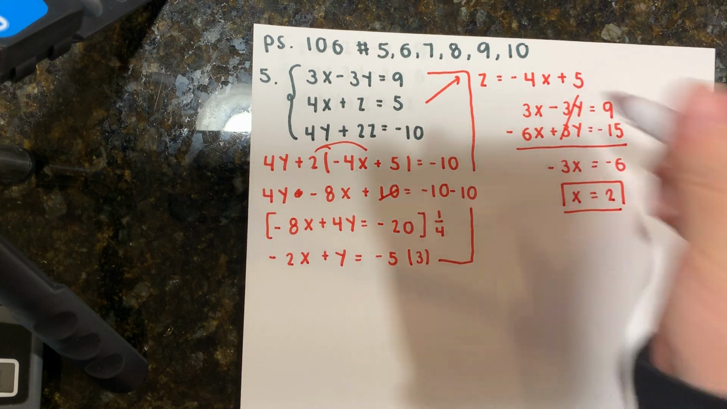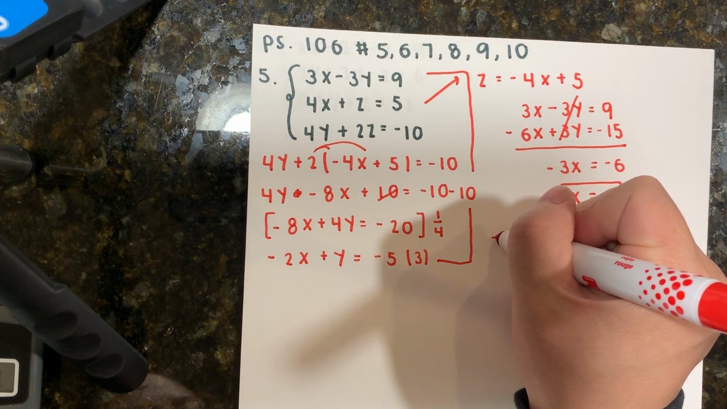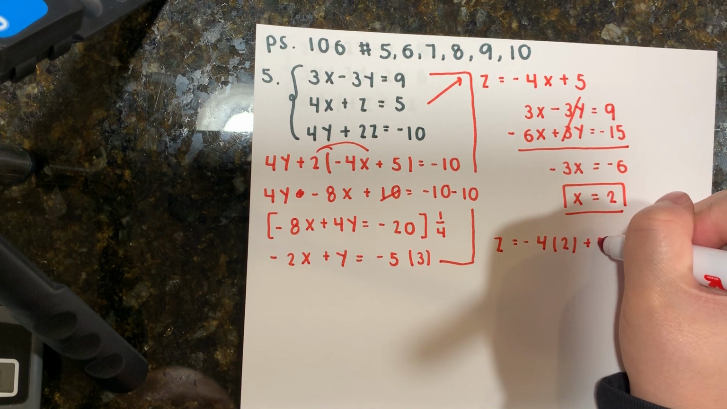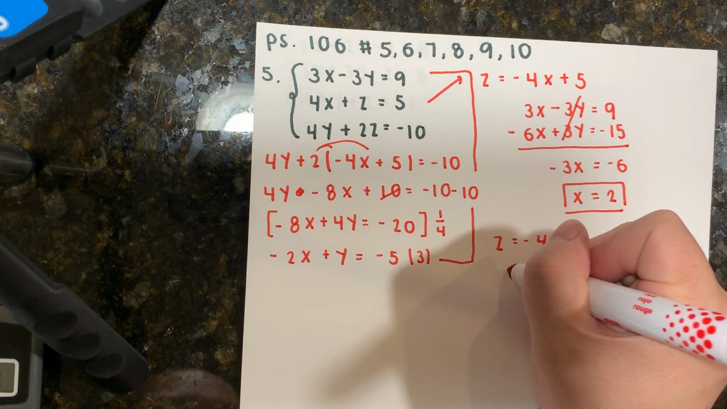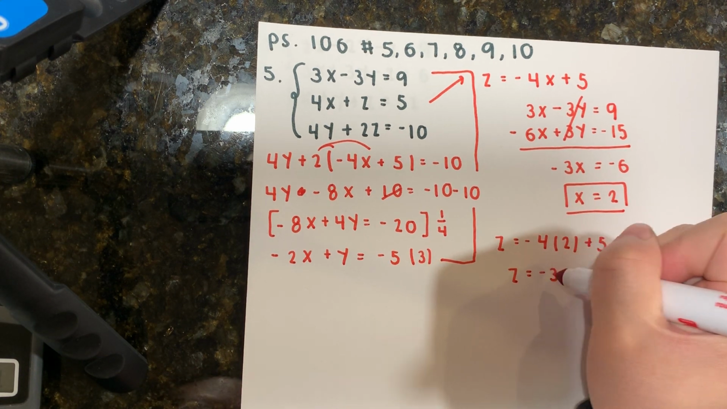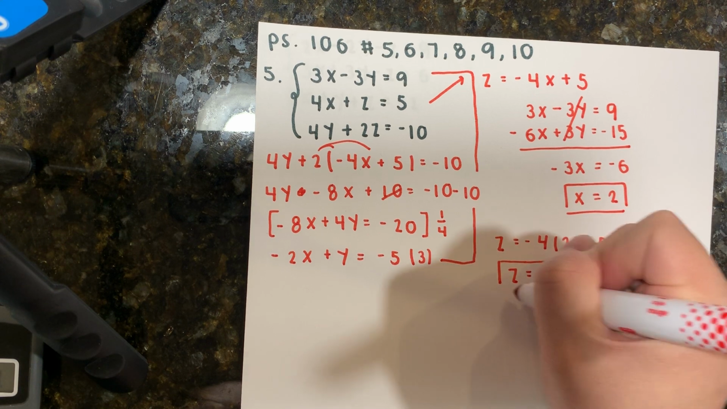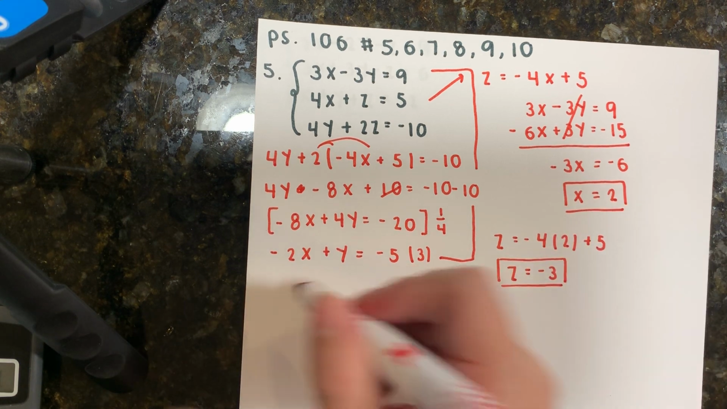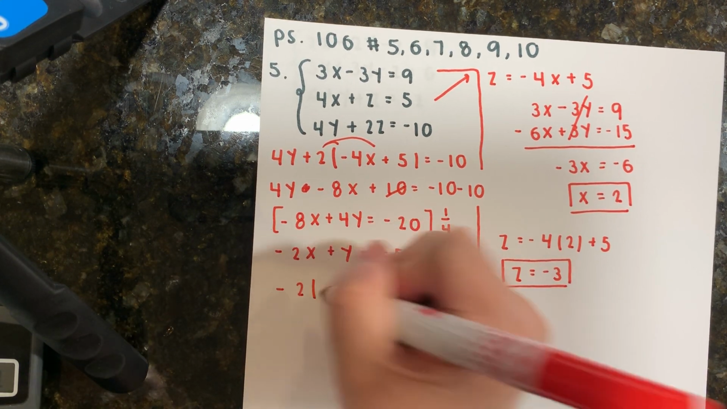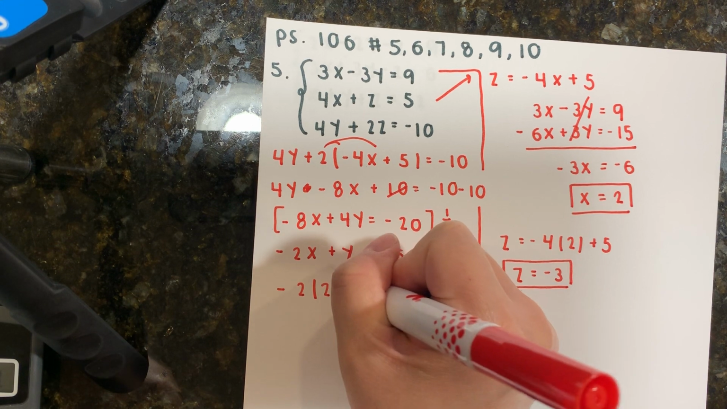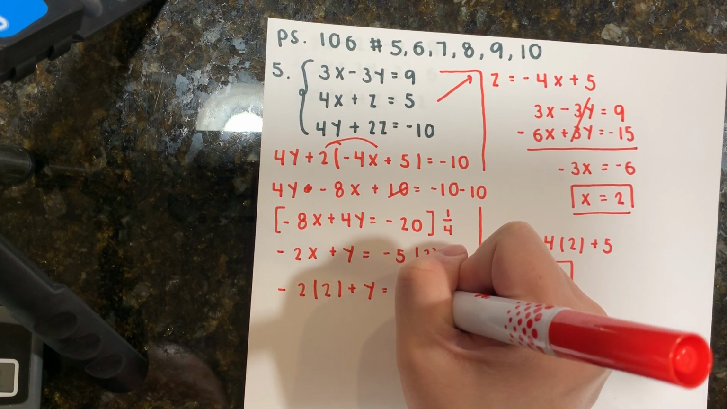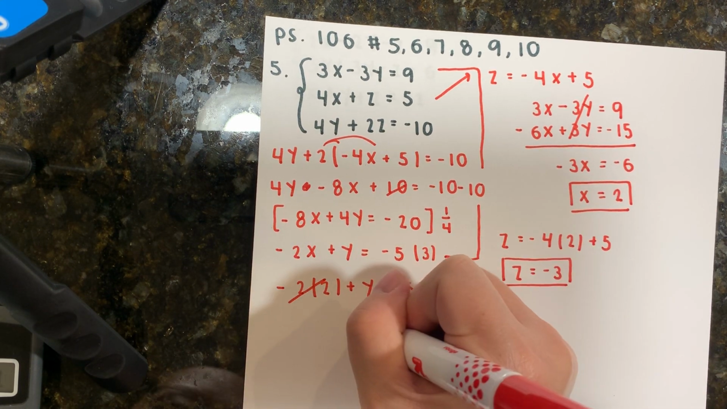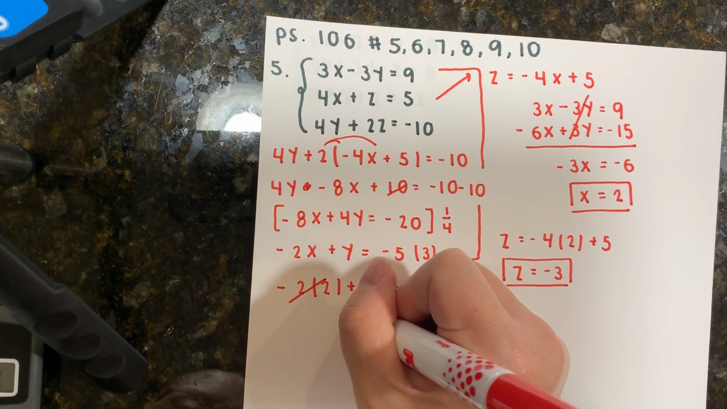Now that I know what x is equal to, I can solve for z right at the top. So z would be equal to negative 4 times 2 plus 5, so negative 8 plus 5. So z would be equal to negative 3. And then finally, we have to solve for y. We can plug that x into this equation here. So negative 2 times 2 plus y equals negative 5. This would be negative 4, so I'd add 4 to the other side. So y is equal to negative 1.